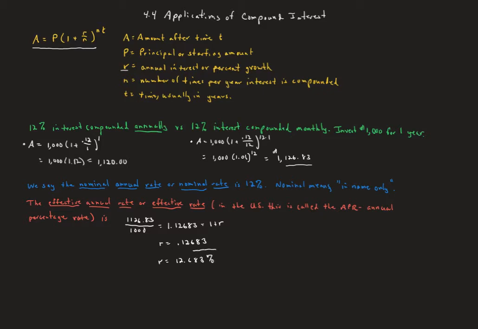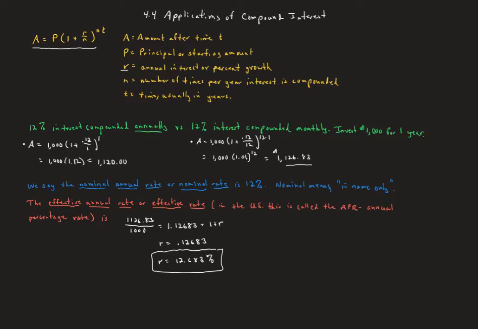12.683%. So when you're being asked to find a rate, that's an interest rate, and so it should be given as a percent. So you can see the nominal rate was 12% in both cases, in both examples, with the interest compounded annually versus the interest compounded monthly. But the effective annual rate in the case of the investment being compounded monthly was 12.683%.